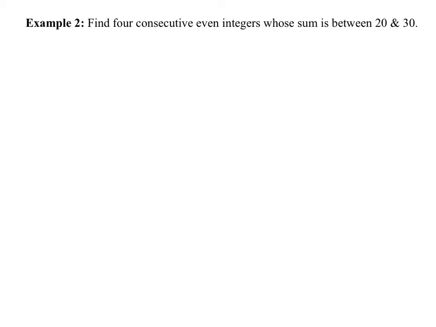Find 4 consecutive even integers whose sum is between 20 and 30. Nick, help me out with this one. I remember we were talking about this before. If I want 4 consecutive even integers, what could I call the first even integer? Pick a variable. You want x, you want n, you want m. X? Alright. So what would the next consecutive even integer be in terms of x?